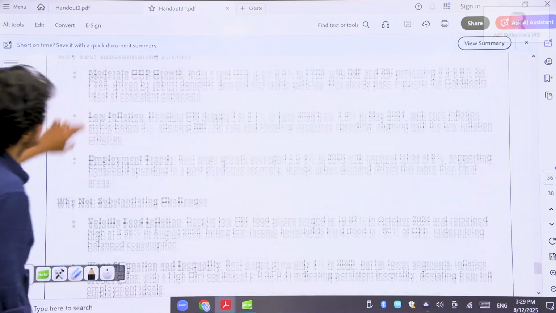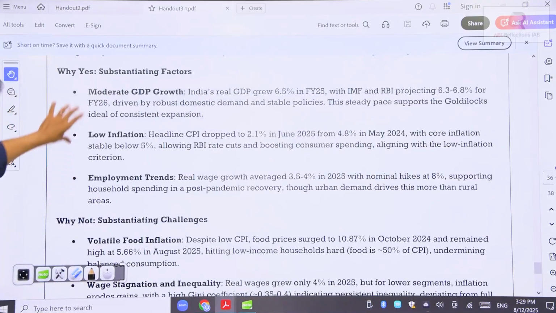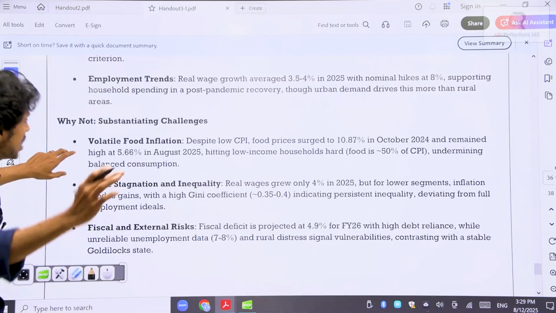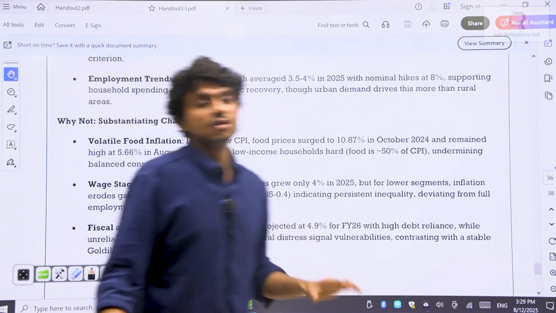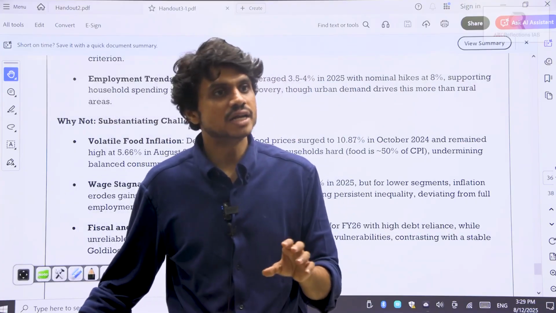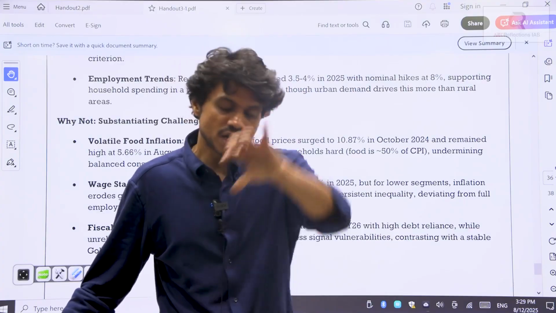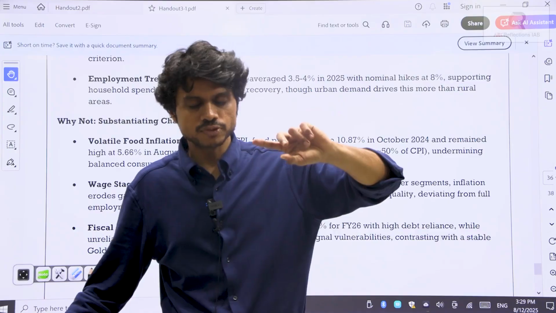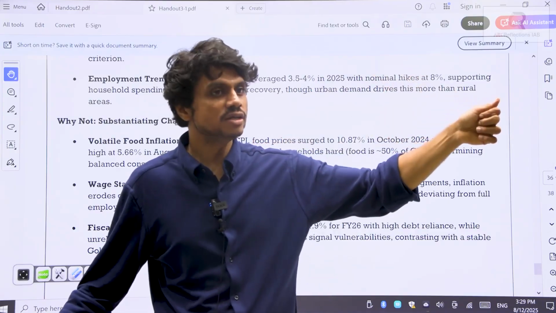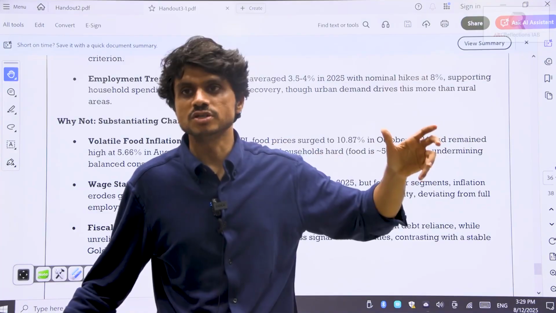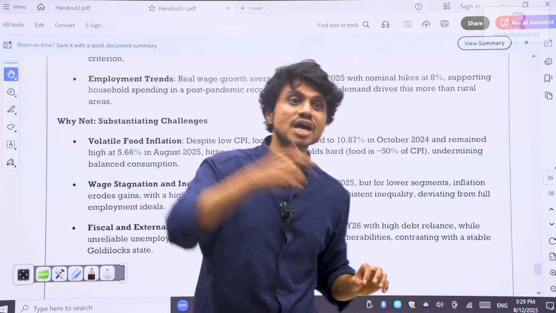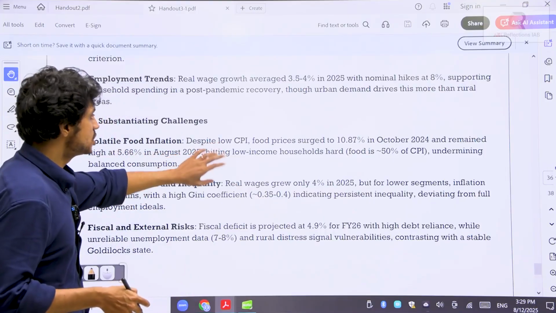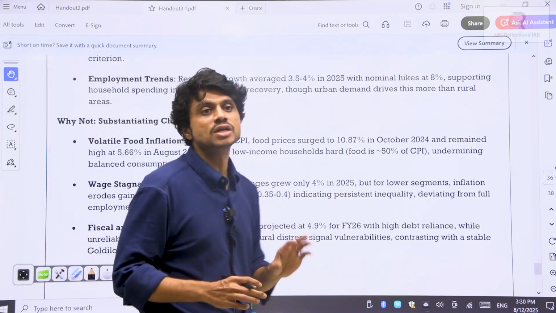Is India in this scenario? I have given a brief analysis, you can go through it. We have moderate GDP, low inflation, and employment is also better. But on the other side, what is headline inflation? In headline inflation, we consider every inflation. In core inflation, generally we don't take the things which fluctuate, food and fuel. So we don't consider those in core inflation. When we consider food and fuel prices, they are very high. This article says that when we get into volatile food inflation, despite the CPI being low, food prices are not that low.